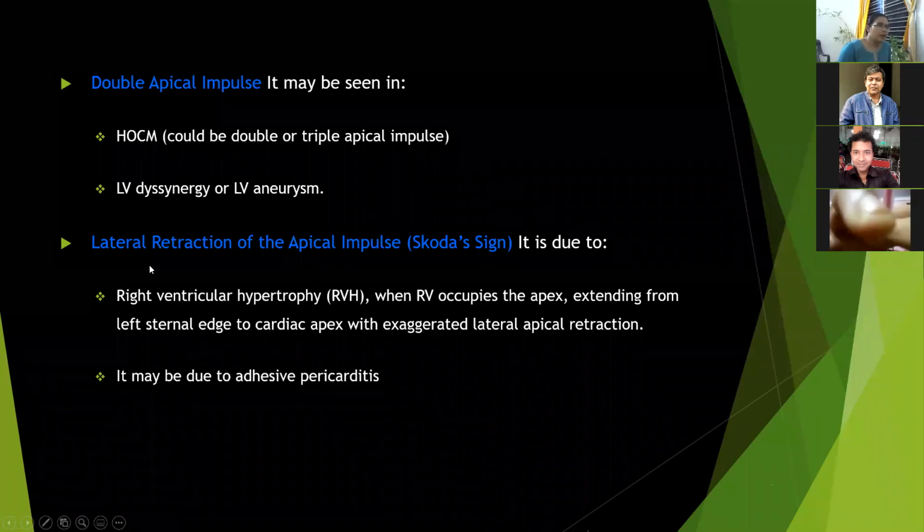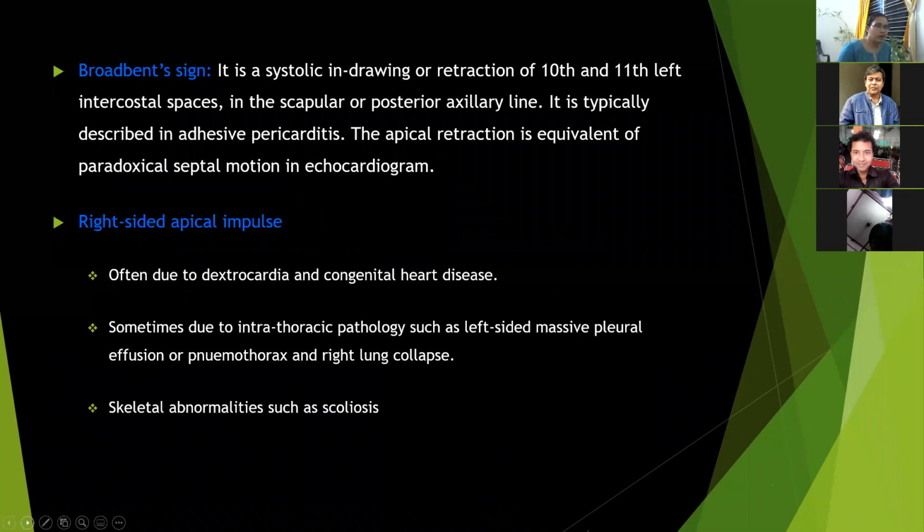Then there is lateral retraction of the apical impulse or Skoda's sign. Skoda's sign occurs in adhesive pericarditis. What happens here? The apex retraction occurs, or it occurs in right ventricular hypertrophy. That is, when a right ventricle occupies the apex, it extends from the left sternal edge to the cardiac apex with exaggerated lateral apical retraction. That is, the apex will retract from your hands. We will come to this again in detail.